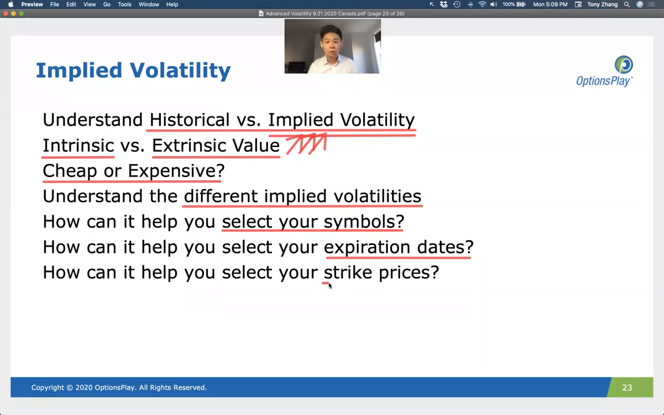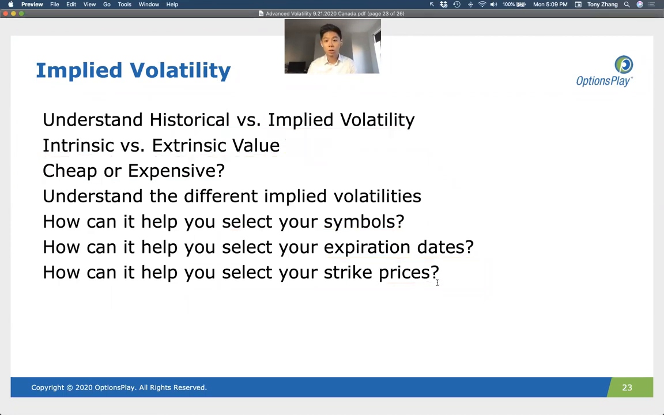And lastly, strike prices. It really comes down to the fact that deltas are derived from implied volatility. So the more volatile something is, the further those strike prices will be for the same delta. The less volatile a stock is, the closer those strike prices will be to the current price, and that influences which strike prices you choose depending on whether you're looking to buy or sell. So that covers what I wanted to share with you here today.